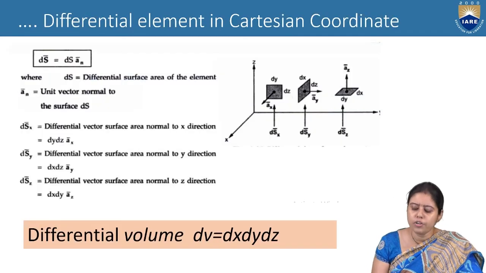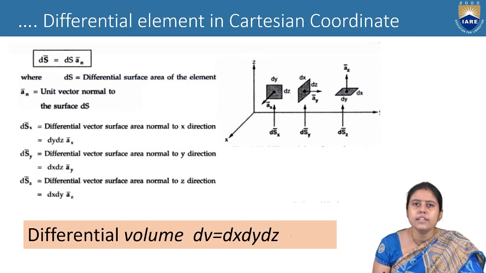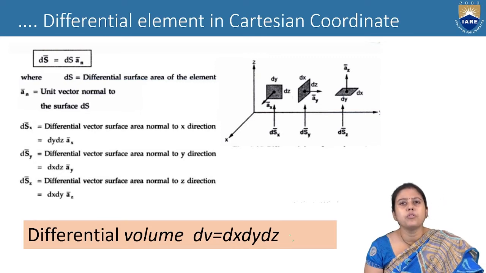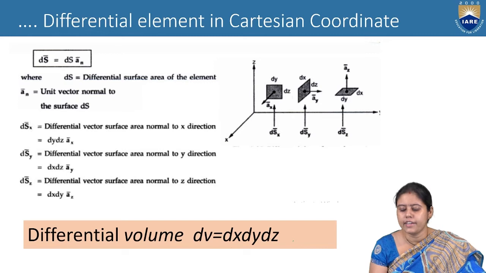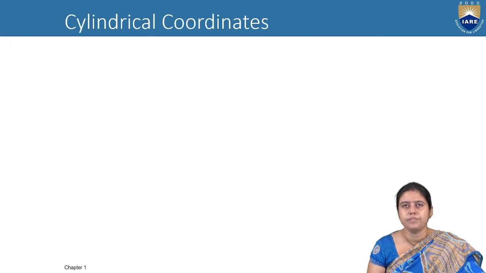And what is the volume? The volume is basically dx dy dz. And volume doesn't have any direction. It is a scalar quantity. The line and the distance are vector quantities.